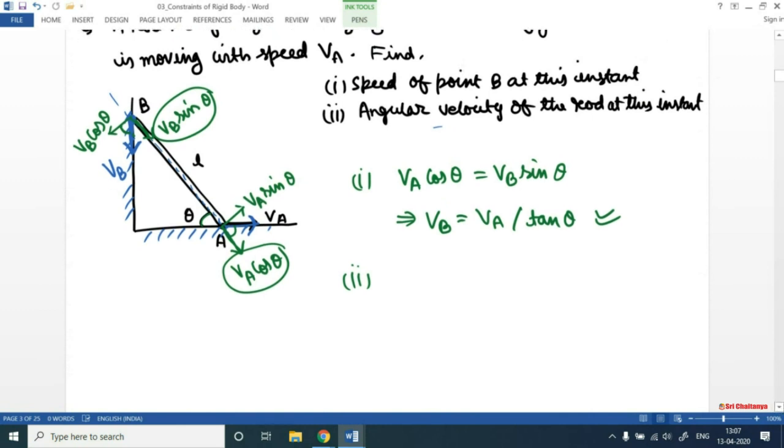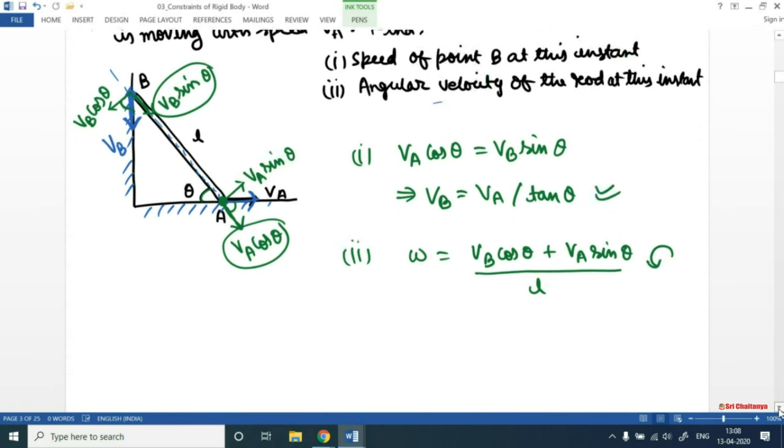Let's say we are trying to find the angular velocity of the rod with respect to point A. With respect to point A, the tangential velocity of point B would be nothing but VB cos theta plus VA sin theta, and that divided by the separation between them, which is L. That would be in the anti-clockwise direction. So that will be omega over here.